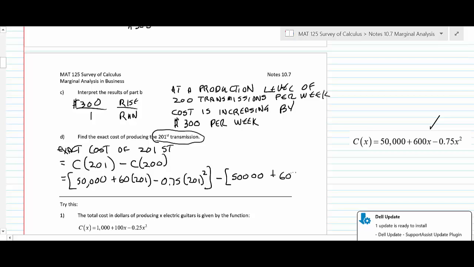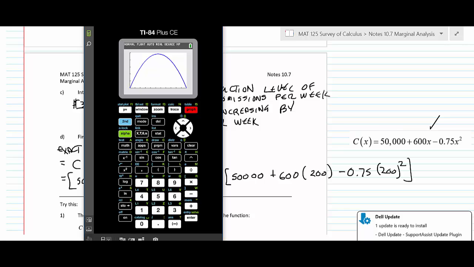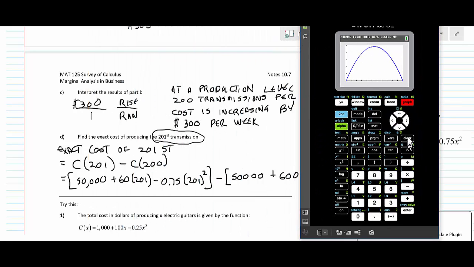50,000 plus 600 times 200, and then minus 0.75 times 200 squared, like that. Okay. Now what you can do, you want to use your calculator on this, and with a good graphing calculator, there's a couple of things that I want to show you how to do.